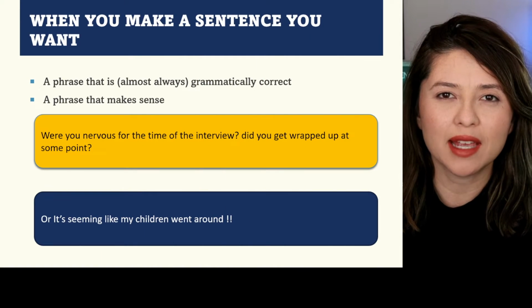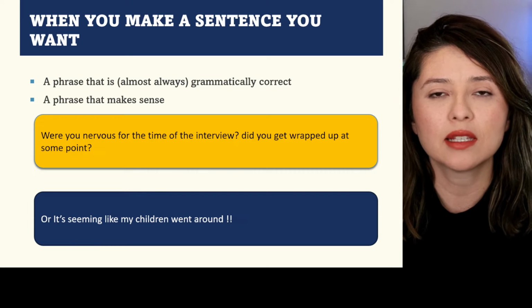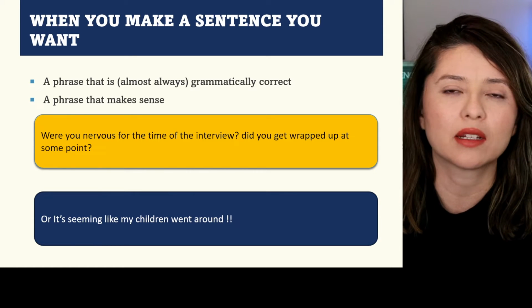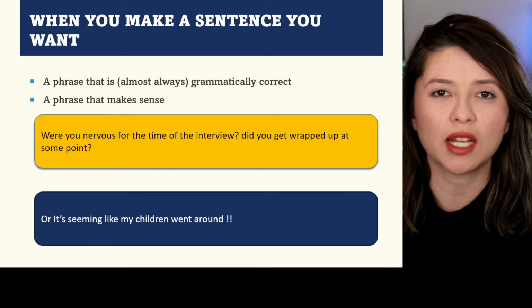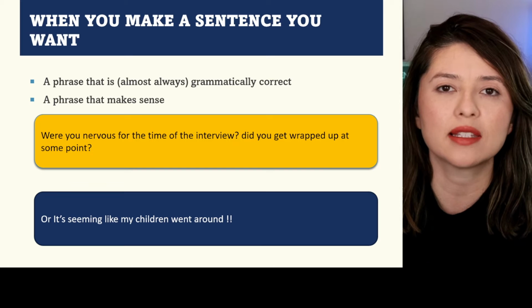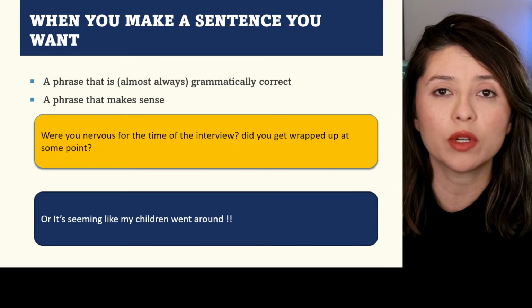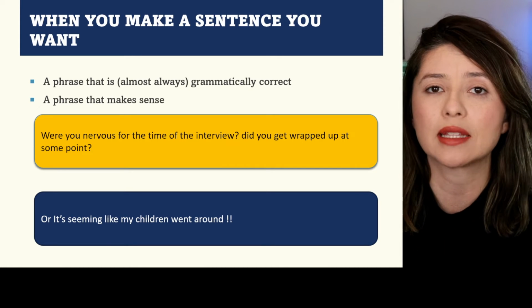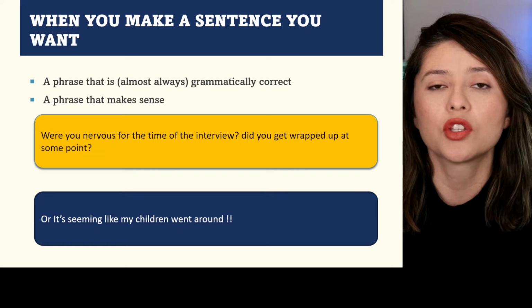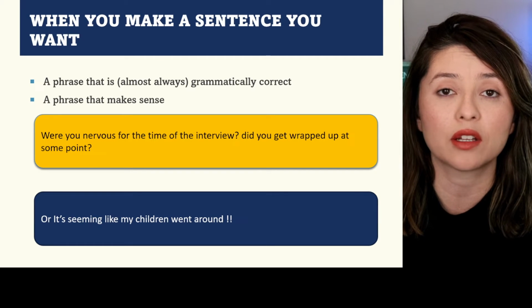So when you make a sentence, there are two things that you're striving for. You want the sentence to be almost always grammatically correct. What does that mean? Most of the time in spoken English, we say our sentences grammatically correct, but not always. I think all languages don't follow grammar rules 100% strictly, and the same happens in English. So almost always you want to make your sentences grammatically correct.